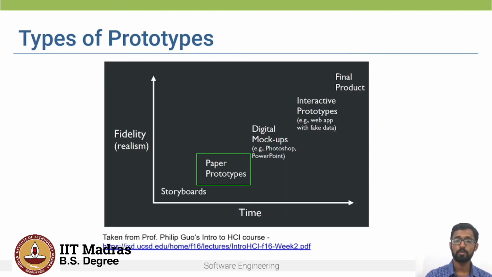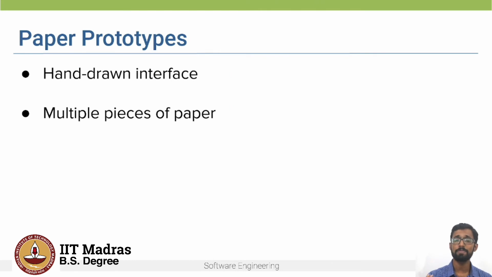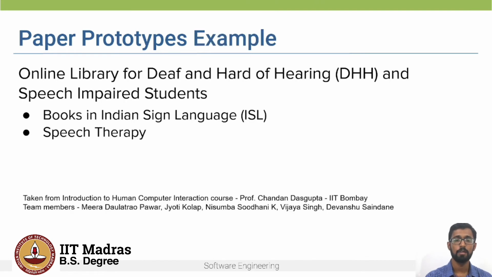So we looked at storyboards. Another type of prototype is the paper prototype. Paper prototypes are simple. It is a hand-drawn user interface, and we usually use multiple pieces of paper to actually draw the UI of different screens. So let's look at an example.